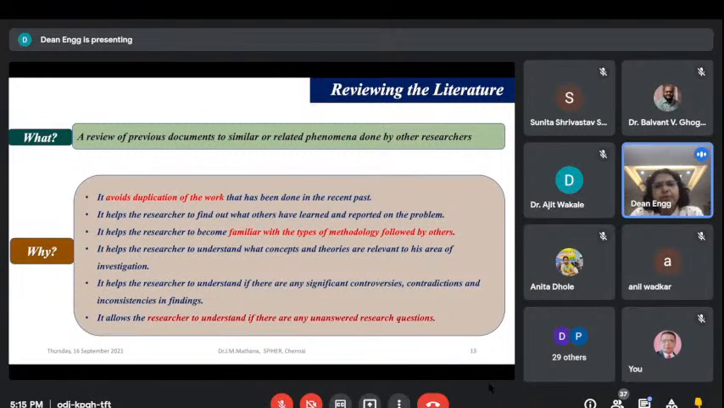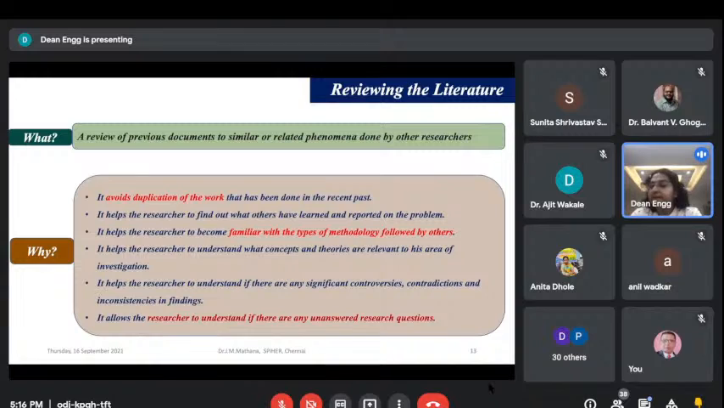Then after that, why is it necessary? Why do we have to review these papers? See, it always avoids the duplication of the work. And also, it helps the researcher to find out what others have learned and reported, and what are the different kinds of methodology followed by other researchers, and what are the important controversies, contradictions and inconsistencies in the findings. So that's why we go for reviewing the literature, right?